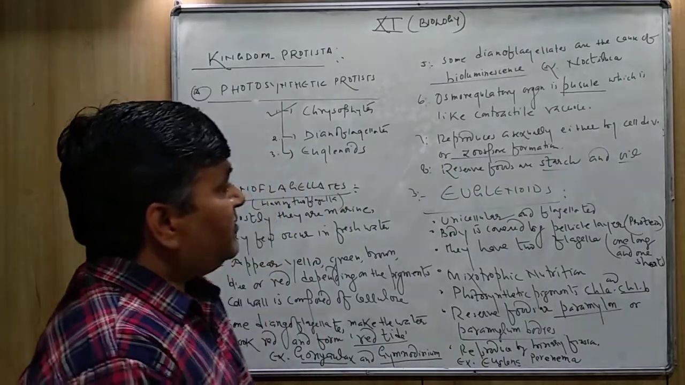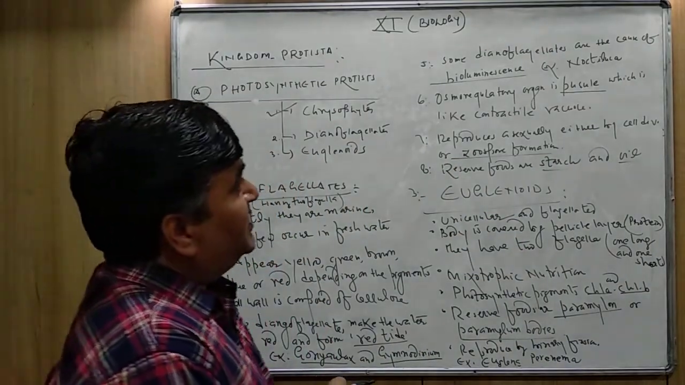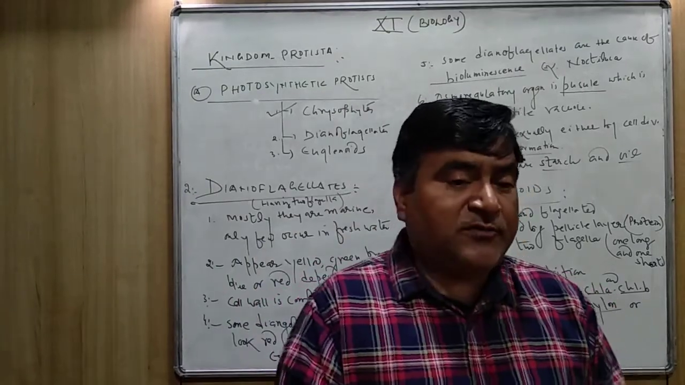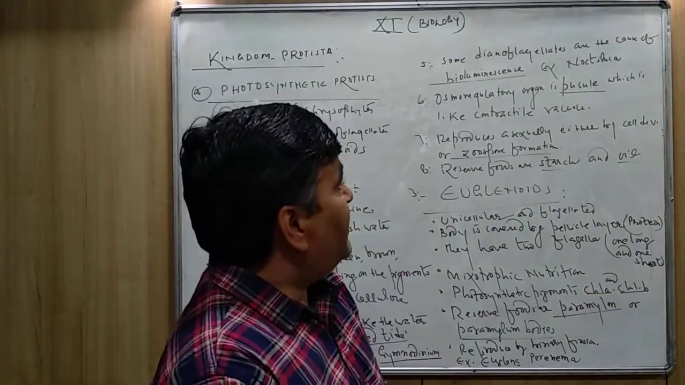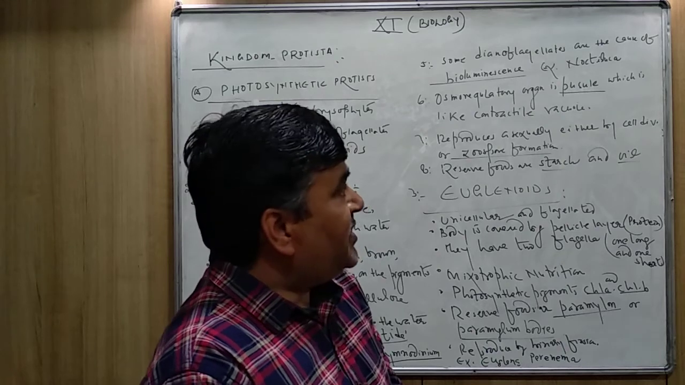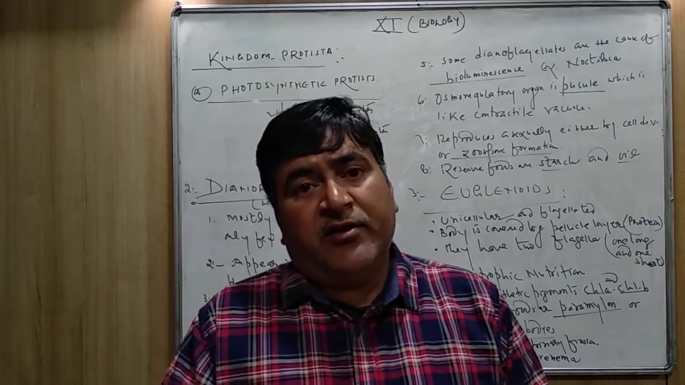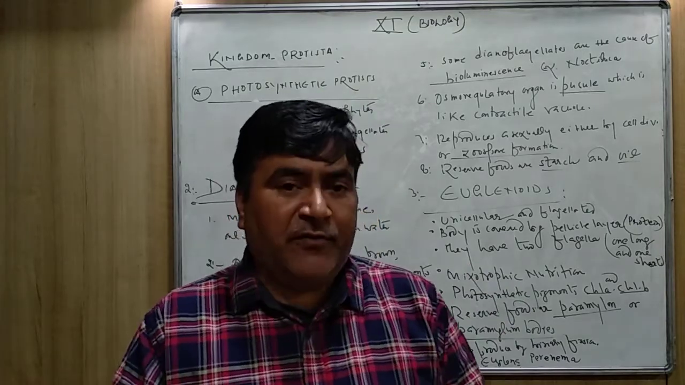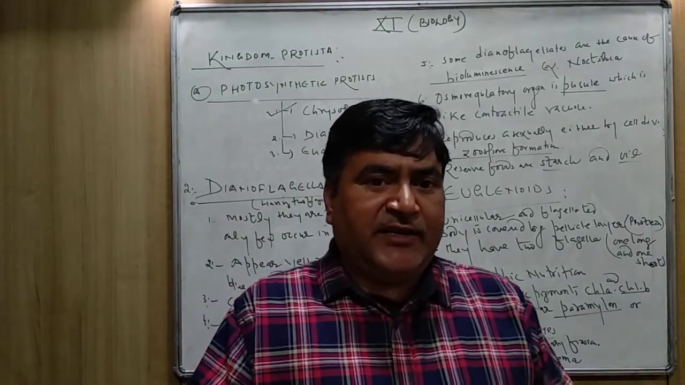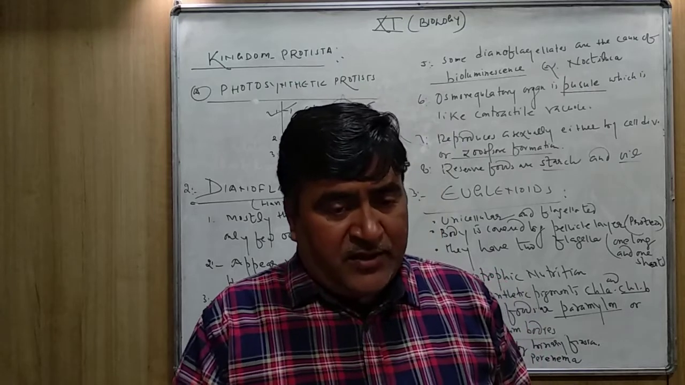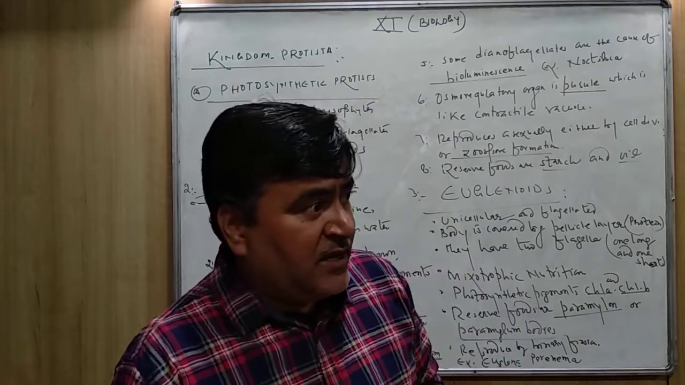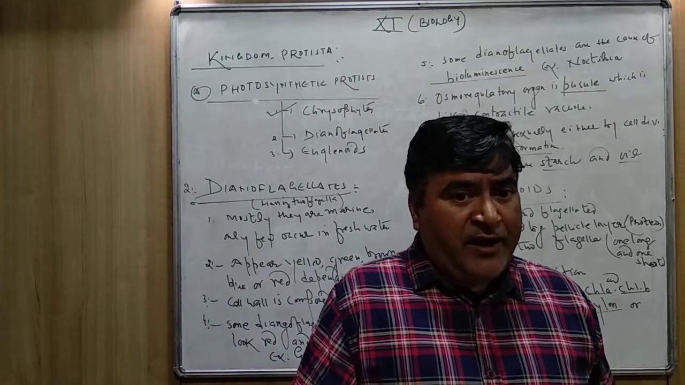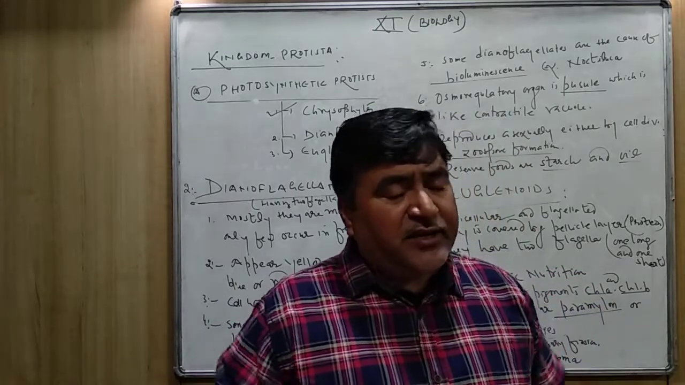Now, reproduction takes place, and especially the dinoflagellates reproduce by cell division, by binary fission. One mother cell divides into two, then four, then eight. Like this, they increase in their numbers.